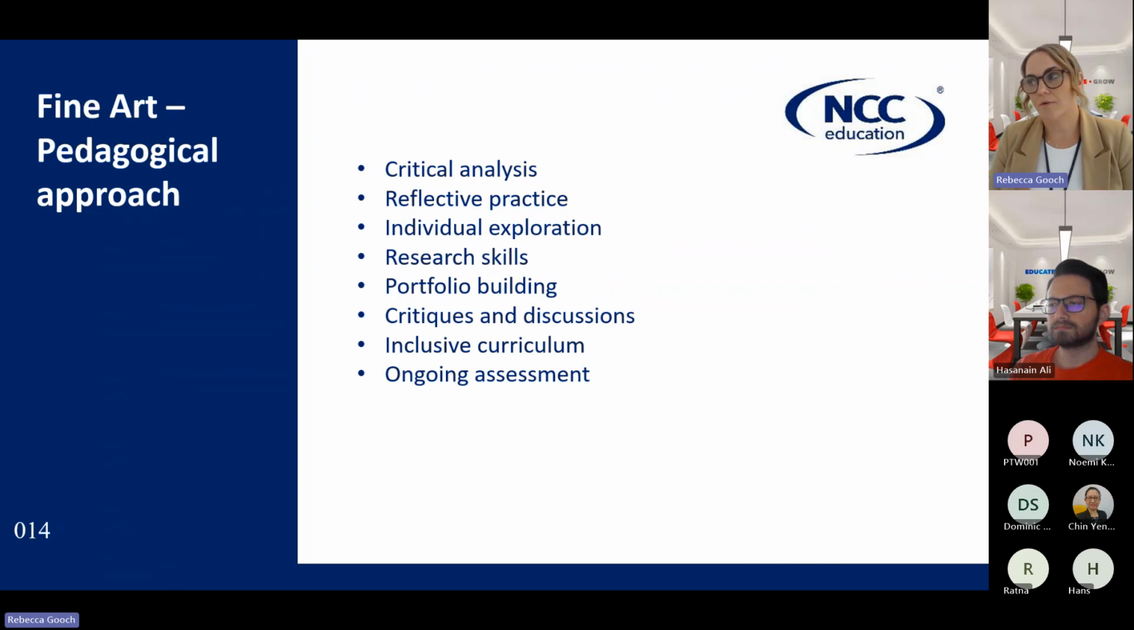Some of the pedagogical approach here for Fine Art, again, is re-emphasising that critical analysis there as well. So really to facilitate the delivery and any gaps in knowledge, and to work with individuals on that reflection.